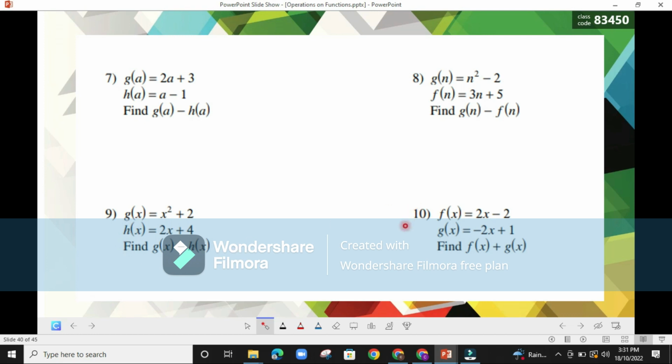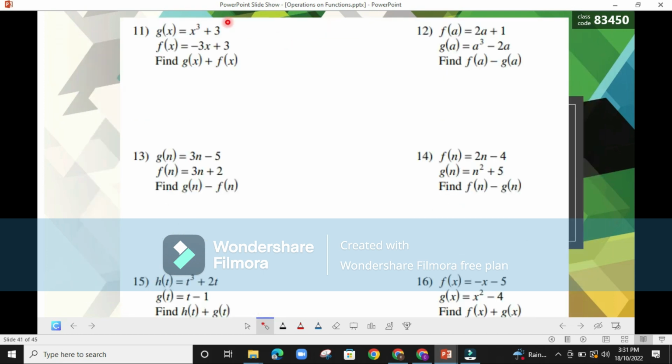Number 10, f of x is equal to 2x minus 2. G of x is equal to negative 2x plus 1. Find f of x plus g of x. Okay, number 11, g of x is equal to x cubed plus 3. F of x is equal to negative 3x plus 3. Find g of x plus f of x. Number 12, f of a is equal to 2a plus 1. G of a is equal to a cubed minus 2a. Find f of a minus g of a.